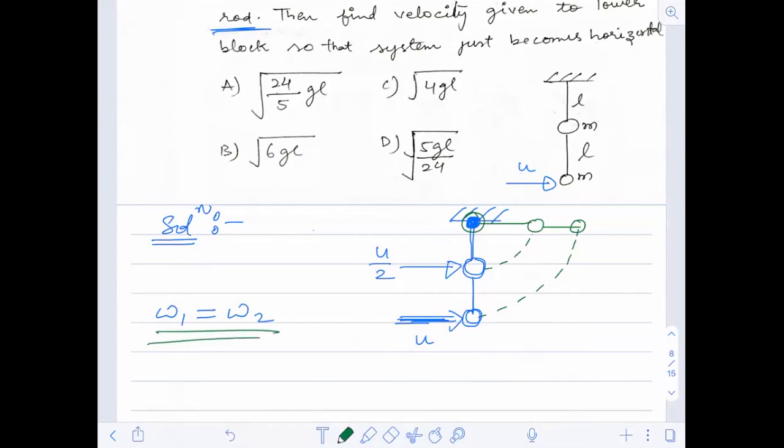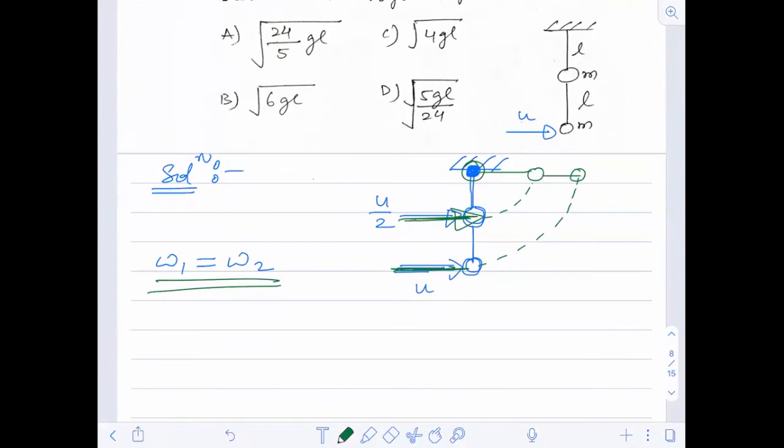Understood this? Okay. So if I'm giving U velocity here, this becomes U by 2. Now, can I say for this question that total energy in horizontal position will be equal to total energy in vertical position? Okay.